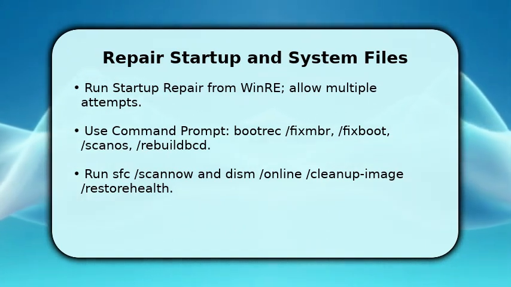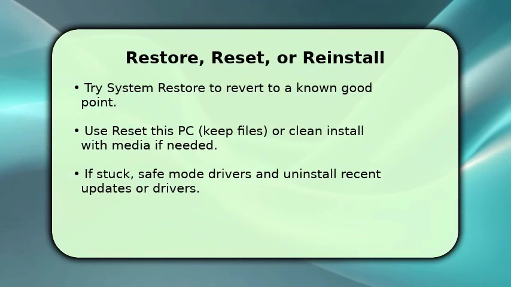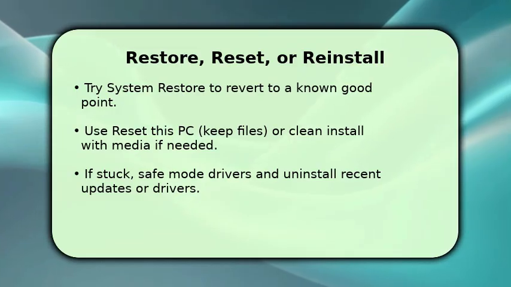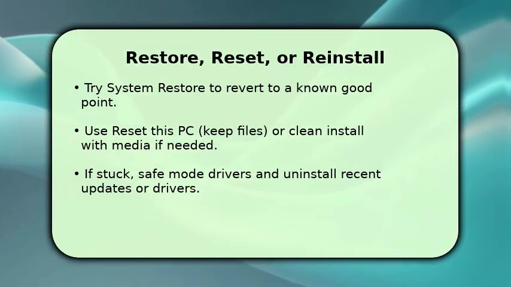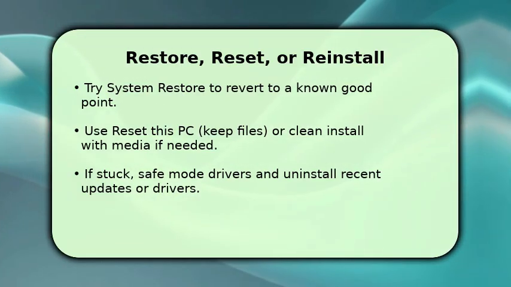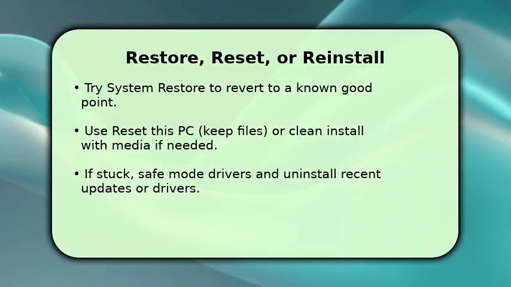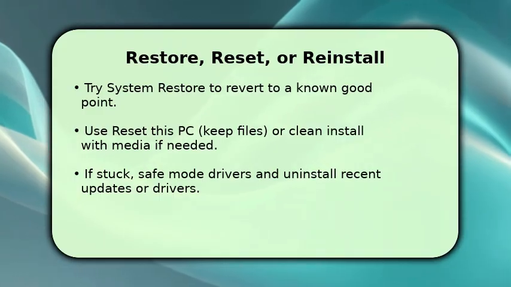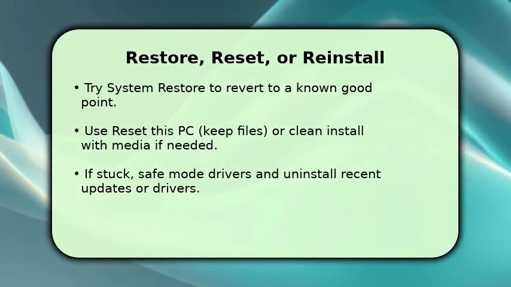If repairs didn't work, use System Restore from WinRE to go back to a stable snapshot. This is fast and non-invasive. Once done, test booting. If the loop persists, choose Reset this PC and select Keep My Files to refresh Windows without losing data, or perform a clean install from your USB as a last resort.